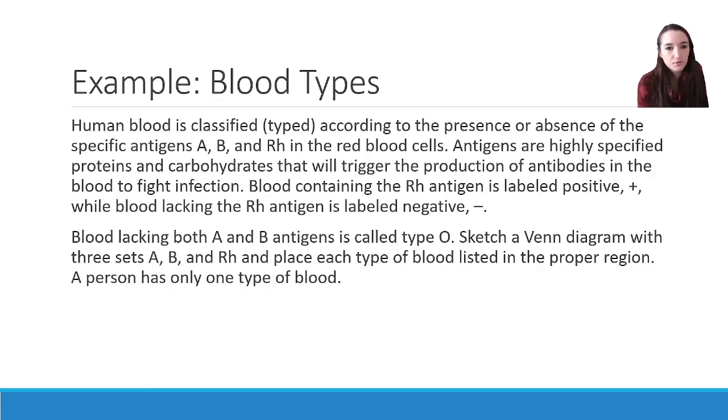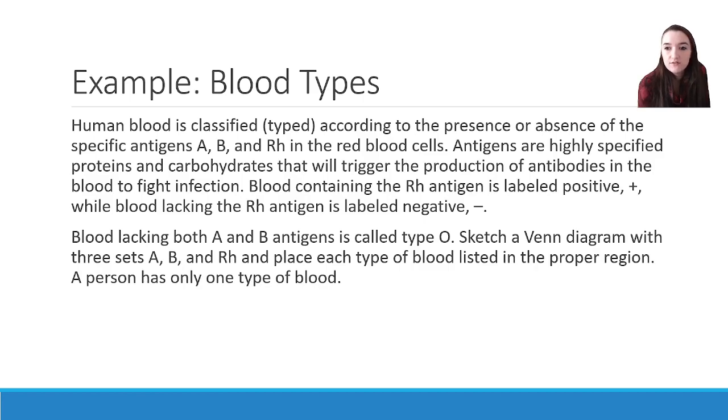So let's look at an example. Human blood is classified or typed according to the presence or absence of the specific antigens A, B, and Rh in the red blood cells. Antigens are highly specified proteins and carbohydrates that will trigger the production of antibodies in the blood to fight infection. Blood containing the Rh antigen is labeled positive, while blood lacking the Rh antigen is labeled negative. So blood lacking both A and B is called type O.